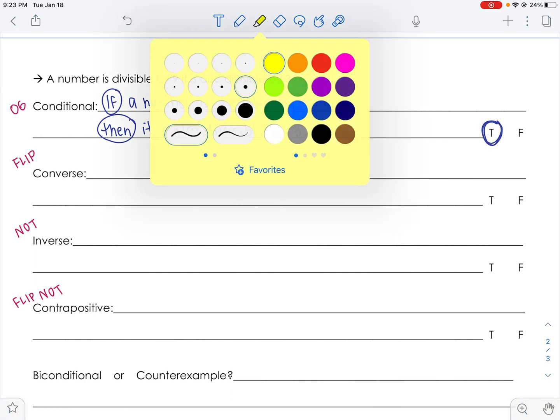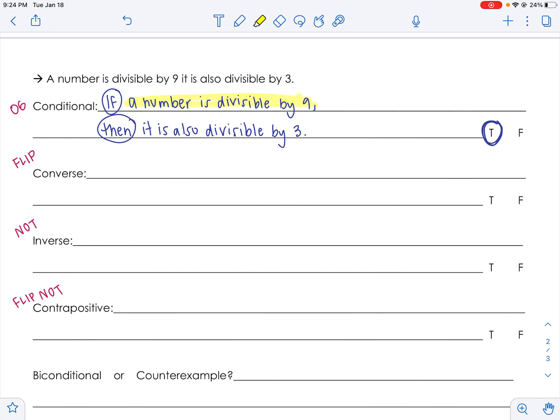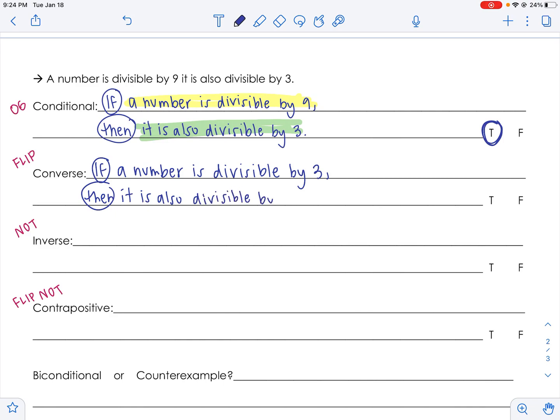Okay, now converse means I'm going to flip. So instead of if a number is divisible by 9, now it should read if a number is divisible by 3, then it is also divisible by 9. So I basically just swapped the 3 and the 9.